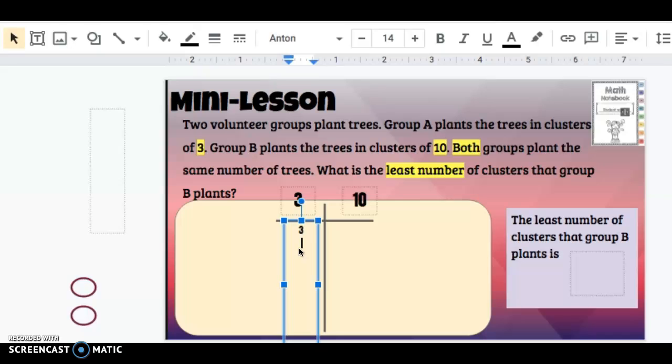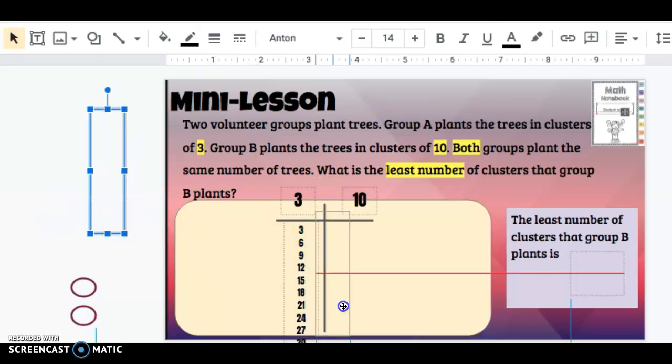3 times 1 is 3. 3 times 2 is 6. 3 times 3 is 9. 3 times 4 is 12. 3 times 5 is 15. 3 times 6 is 18. 3 times 7 is 21. 3 times 8 is 24. 3 times 9 is 27. And 3 times 10 is 30. Then I'm going to list my multiples of 10.